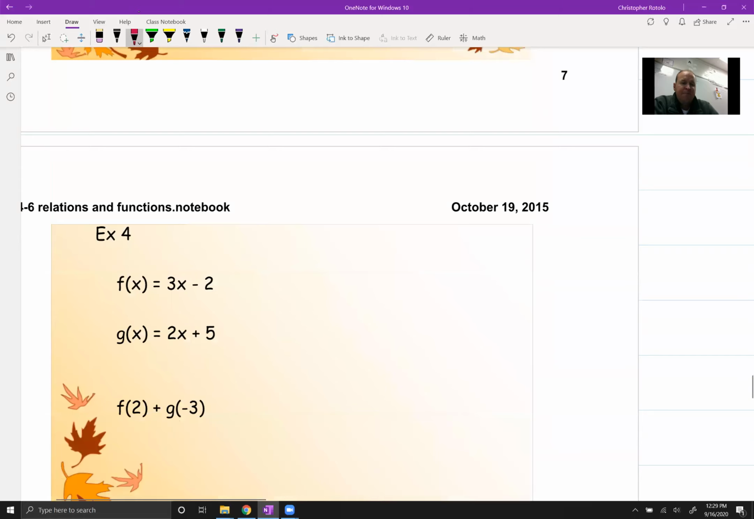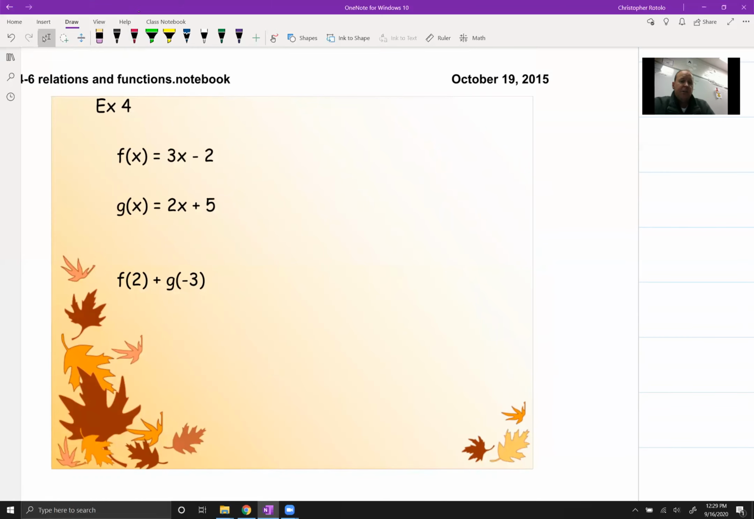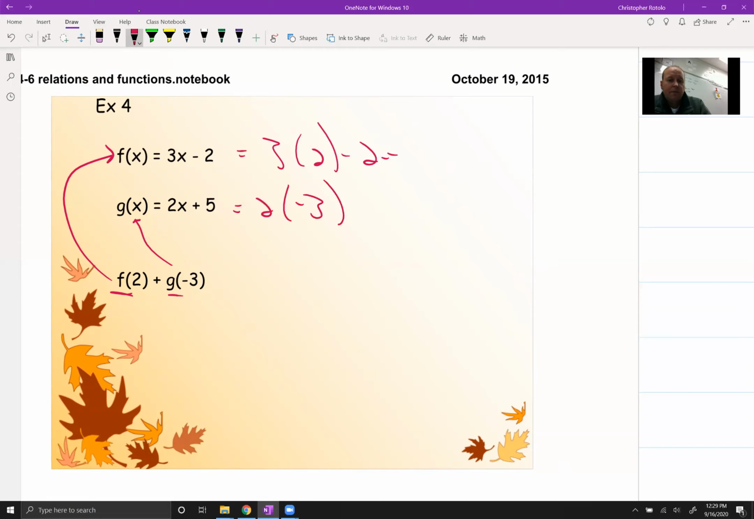All right, pretty good. We can continue to add to that. So we're going to work with this. So the f and the g just tell me which function to go work with. So that means I need to put 2 into this one. And I need to put negative 3 into this one. And then we'll solve each of these independently. So we know that's 6 minus 2. So I get 4 here. I get negative 6 plus 5. I get negative 1 there. And what are they asking me to do with these answers? Down here, it says to add them. Okay. So now I want 4 plus negative 1. So my final answer is 3.